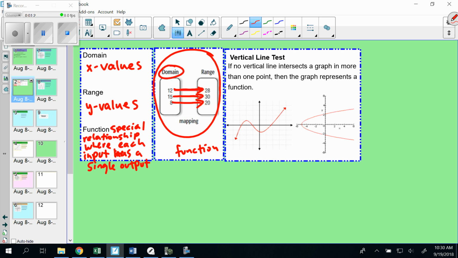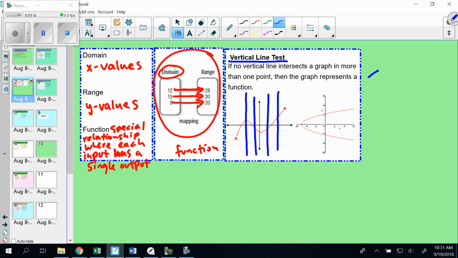If you're looking at a graph, then we want to use what's called the vertical line test. And the vertical line test makes sure that each input has one output. So if you draw in vertical lines for the graph, you should only ever see your vertical line hit the graph at a single point. That's telling you that that input has one output.